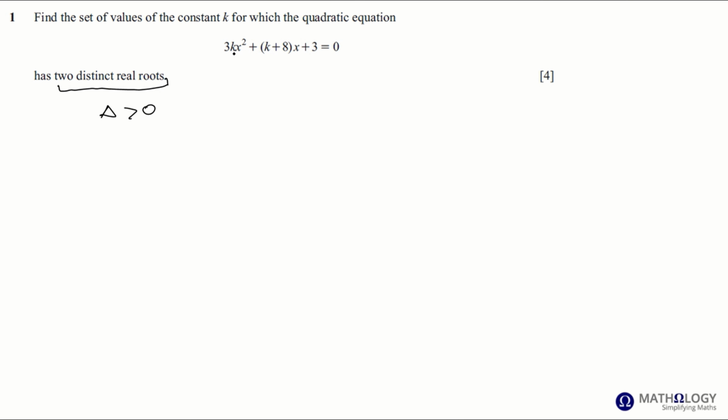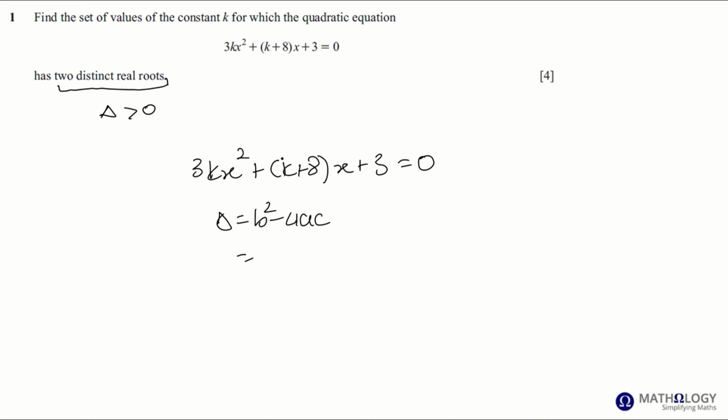So we have the quadratic equation in standard form as it is. So all we need to do is just find an expression for delta. Delta equals b squared minus 4ac. The value of b is the coefficient of x, which is k plus 8. The value of a is the coefficient of x squared, which is 3k. And the value of c is the constant, which is 3.